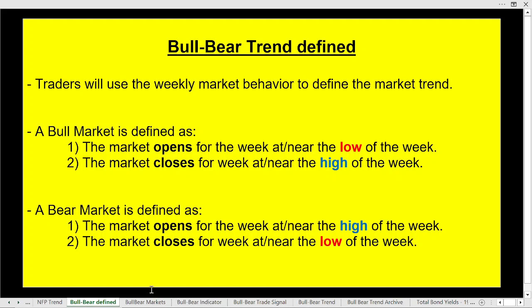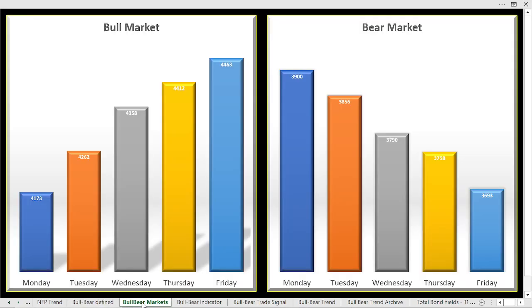So essentially, for example, on the left-hand side, we see a bull market that closes at the low of 41.73 on Monday, Tuesday 42.62, and by Friday closes at 44.63. That's a bull market that closes each day higher than the prior. Conversely, a bear market on the right-hand side opened at 3,900, will close at 3,900 for that day on Monday, Tuesday 38.56, and finally on Friday closes at 36.93. So every subsequent day closes lower. That's called a bear market.